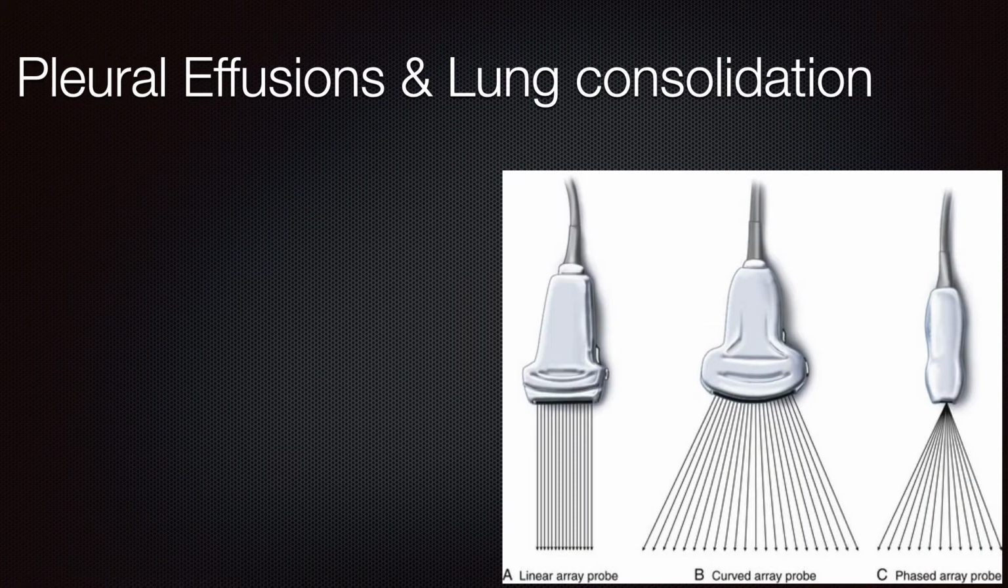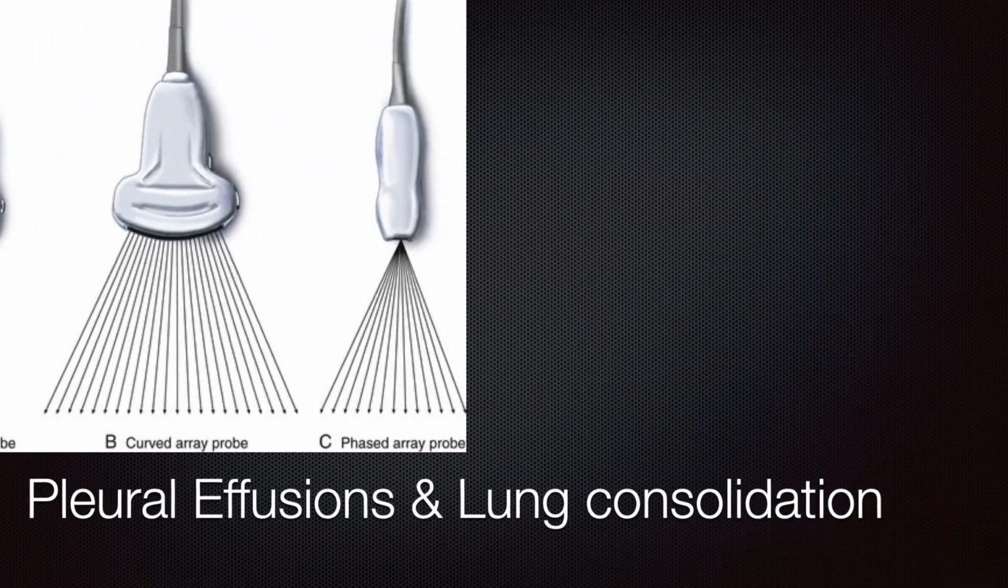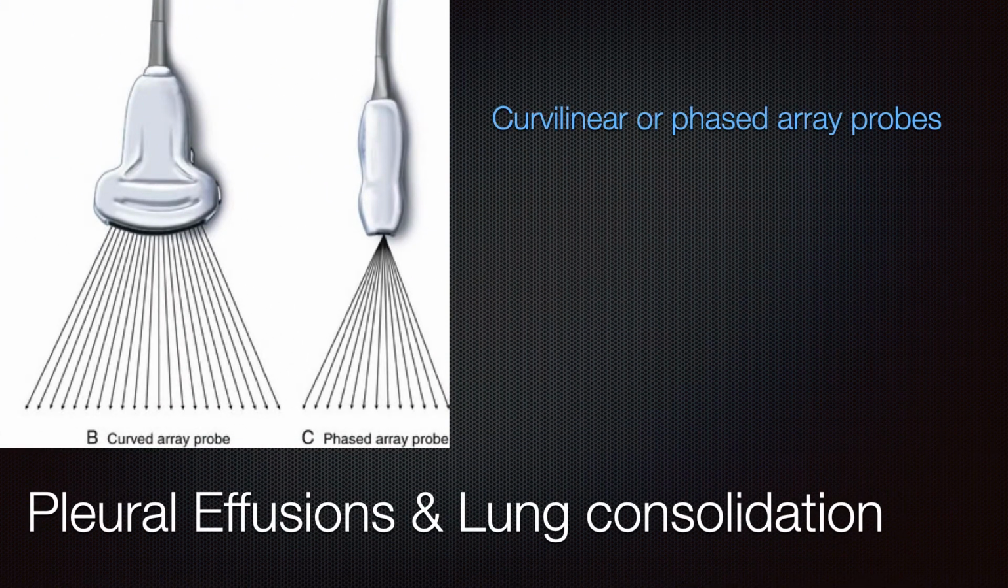So first of all, which of the probes do you want to use to do lung ultrasound? When you're looking for pleural effusions and lung consolidation, most people would recommend you use the curvilinear or phased array probes because they're going to see deep down and they're really good at differentiating consolidation and fluid. Again, the linear probe is better for lung slide and superficial imaging.